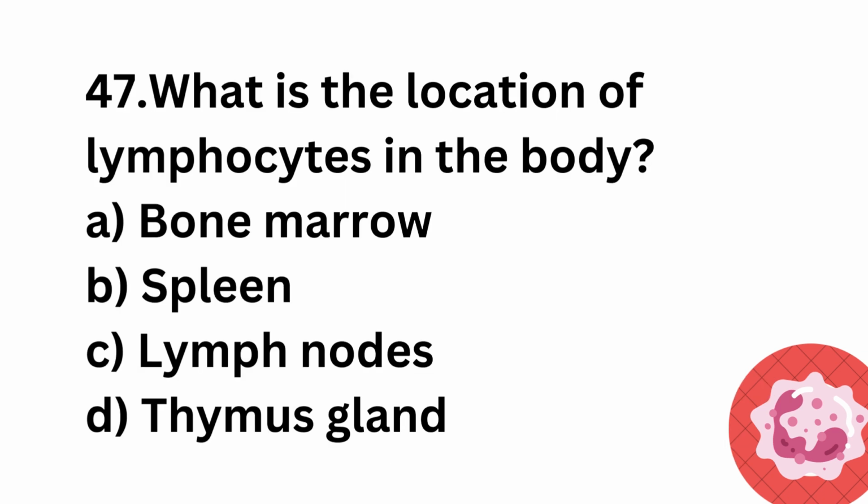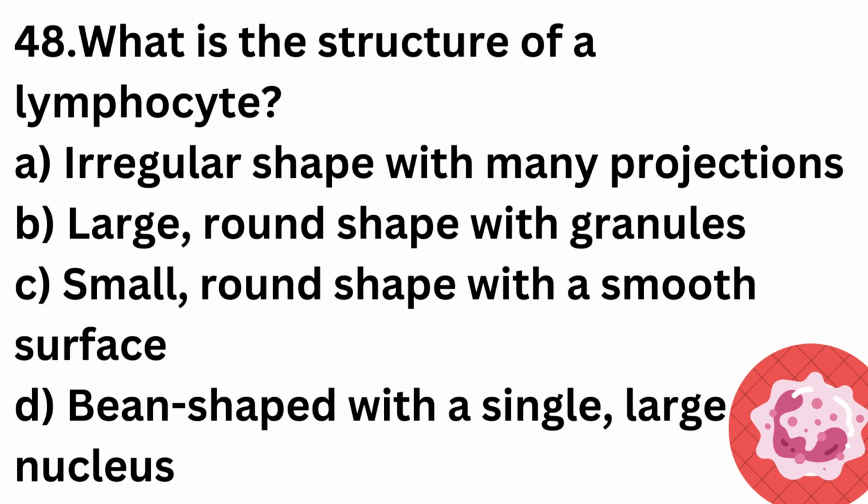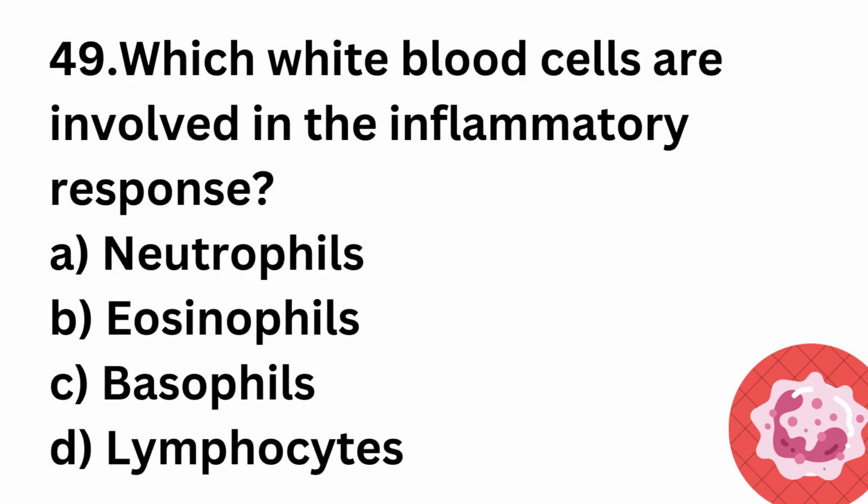What is the location of lymphocyte in the body? Bone marrow, spleen, lymph nodes, thymus glands. Answer is lymph nodes. What is the structure of a lymphocyte? Irregular shape with many projections, large round shape with granules, small round shape with a smooth surface, or bean shaped with a single large nucleus. Option D is correct. Bean shaped with a single large nucleus.